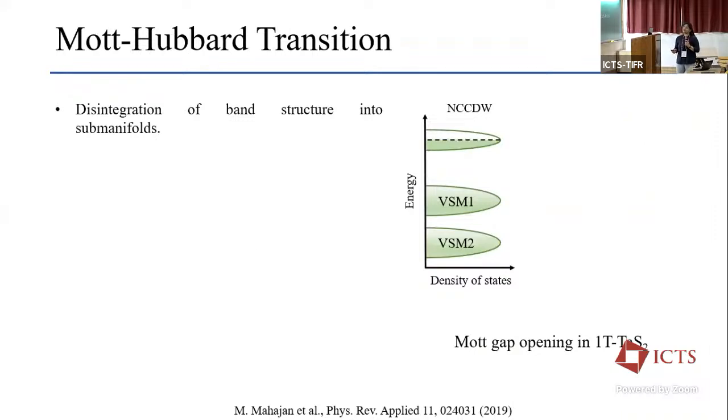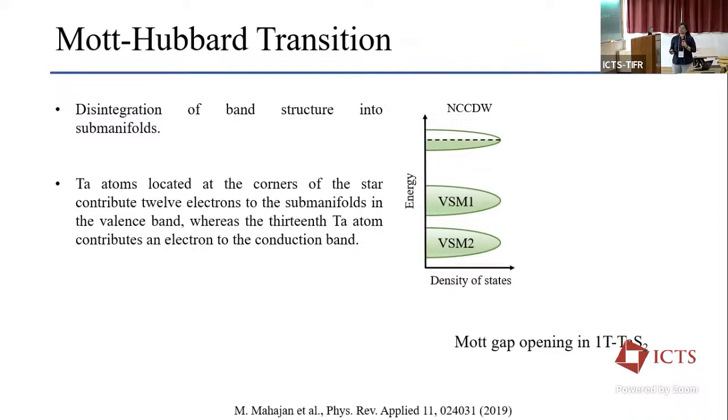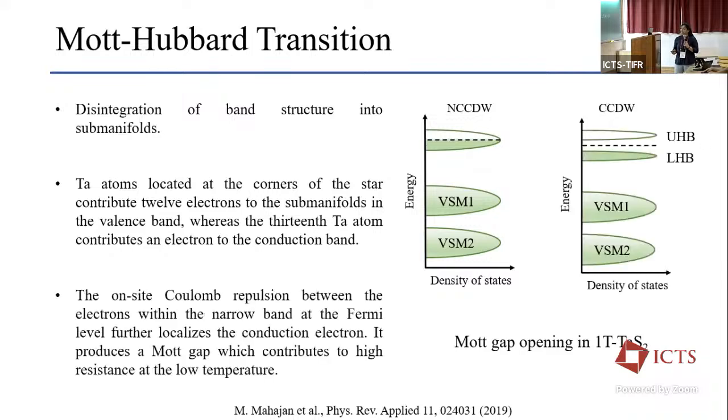This bond length shrinkage actually results in the disintegration of the band structure of TaS2 into various submanifolds, wherein the 12 tantalum atoms, which were arranged at the corners of the stars, contribute to the submanifolds in the valence band, whereas the 13th tantalum atom, which was located at the center of the star, contributes to the electron in the conduction band. Now the on-site Coulomb repulsion between the electrons in a very small band at the Fermi level further localizes the electron, and it will result in a Mott-Hubbard transition. So this is the reason why we have a very high resistivity of TaS2 at low temperature.